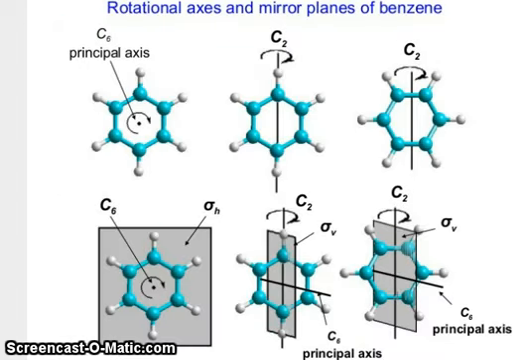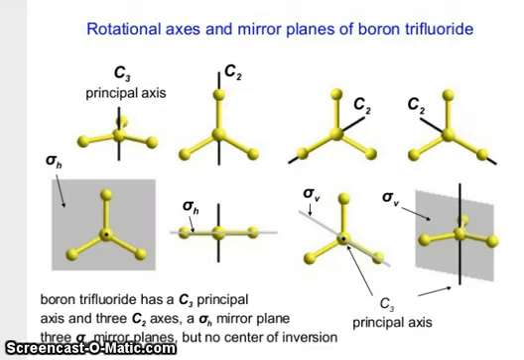Now the rotation axes and mirror planes of benzene. Principal axis C6, C2, sigma h, sigma v. Then the rotational axes and mirror planes of boron trifluoride: the principal axis is C3, and there is a sigma h. So boron trifluoride has a C3 principal axis and three C2 axes, a sigma h mirror plane, three sigma v mirror planes, but no center of inversion.